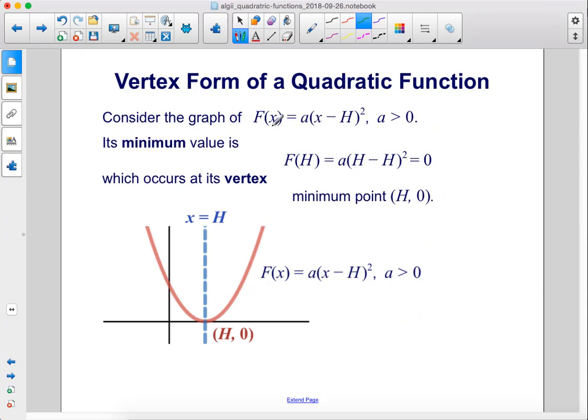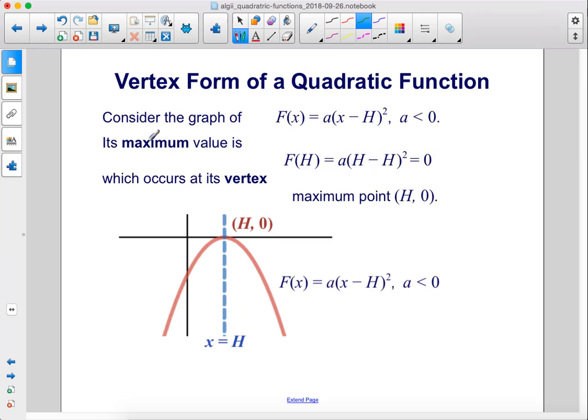Consider the graph of f of x equals a times (x minus h) squared, where a is greater than 0. Its minimum value, f of h equals a times (h minus h) squared equals 0, which occurs at its vertex. So if you plug in h into this function, you'll get the vertex here. h minus h is 0, which makes this the minimum point at (h, 0).